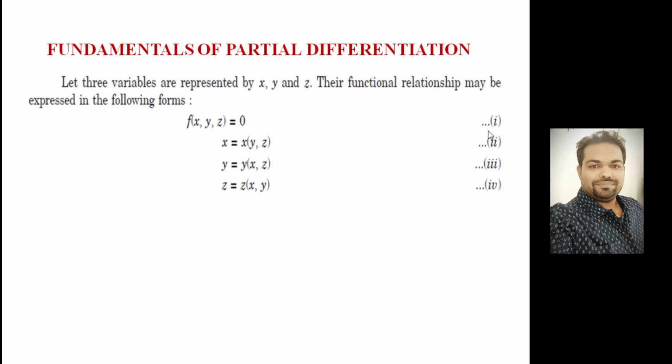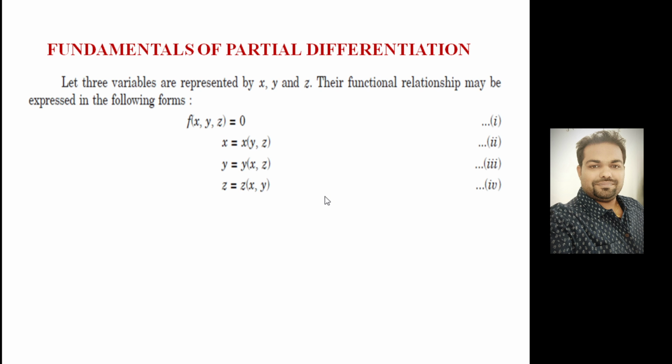This is my equation number 1, the fundamental one, where x, y, z are three variables that are dependent on each other. So we can say x is also a function of y and z, because x depends on y and z. Similarly, y also depends on x and z. So we can write these three equations out of this function: x is equal to x(y, z), equation number 2. Similarly, y is equal to y(x, z), equation number 3. And z is a function of x and y.